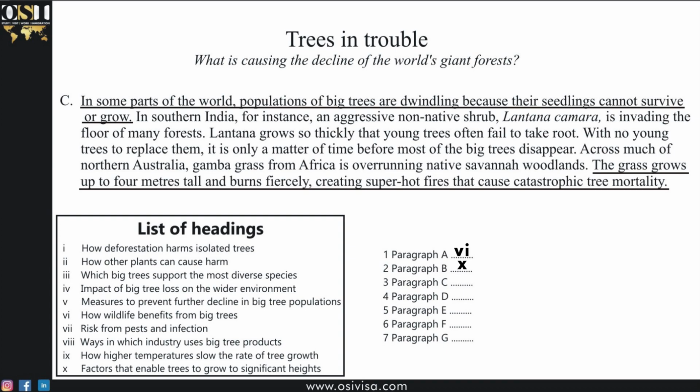So this again should remind you of a heading. There was a heading that said something about other plants, which is, I think, the second one over here, how other plants can cause harm.